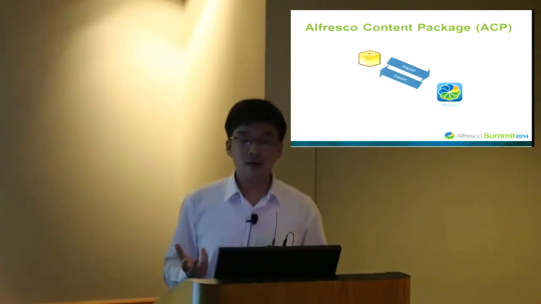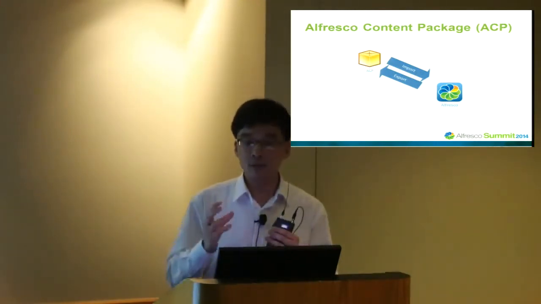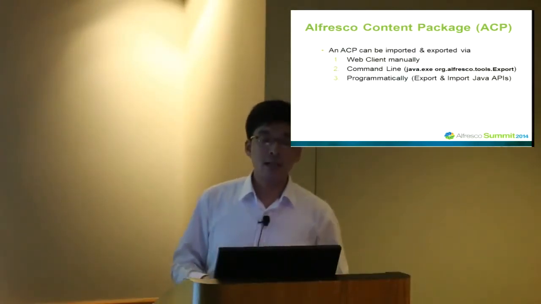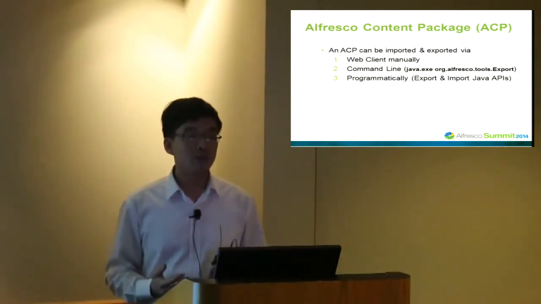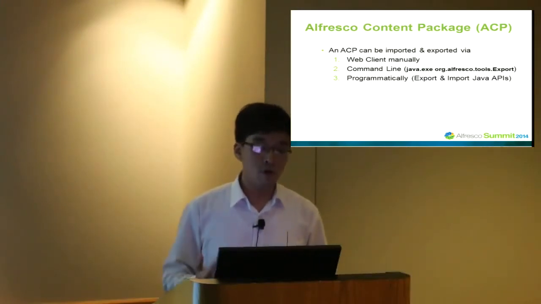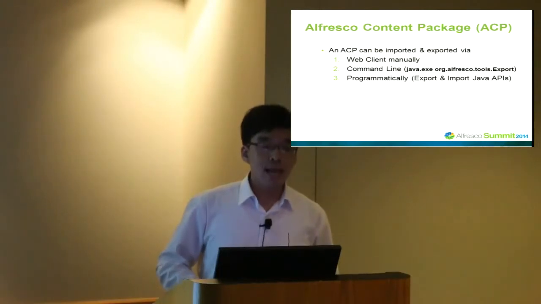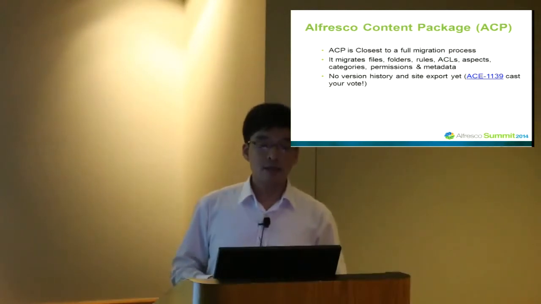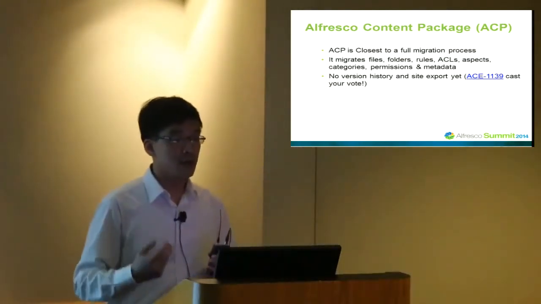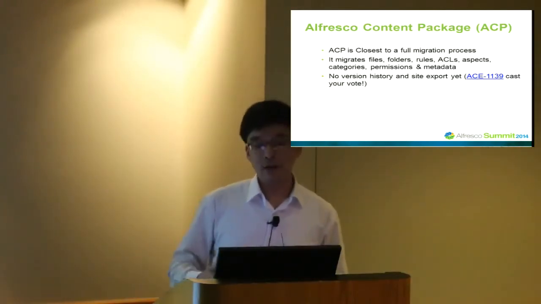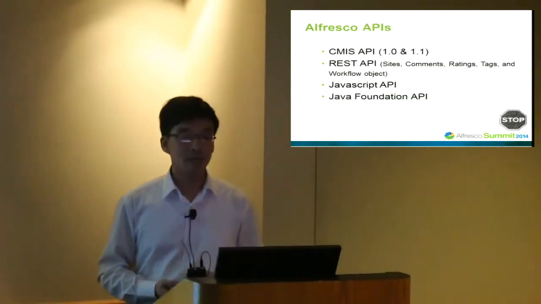Alfresco also provides a way to import and export into a package. It's effectively a zip file. So it's good for importing small sets of files, because it runs in one single transaction. An ACP can be imported and exported via a web client manually, or via a command line tool, or programmatically using the export and import Java API. An ACP is probably the closest to what we have for a full migration process, because it migrates files, folders, rules, ACLs, aspects, categories, permissions, and metadata. However, it doesn't do version histories and site export yet.